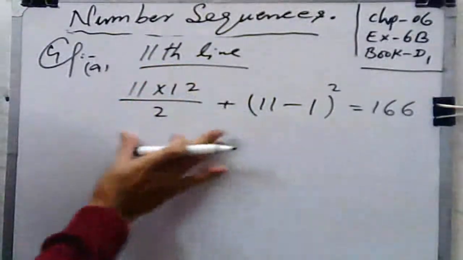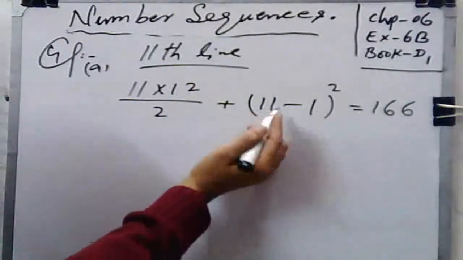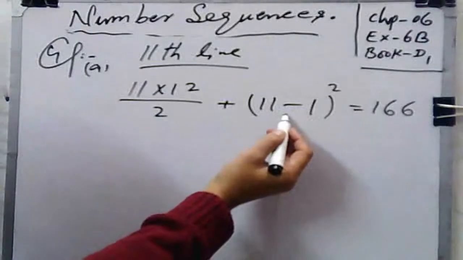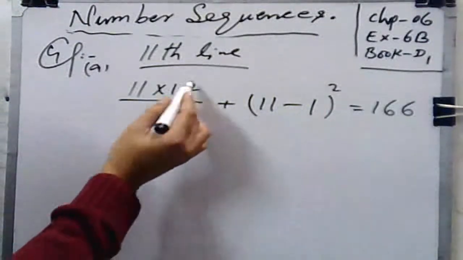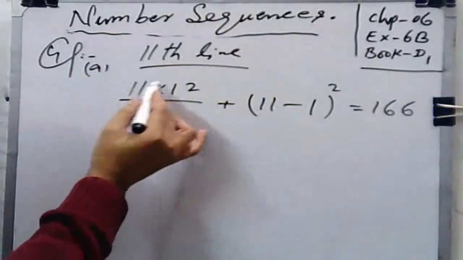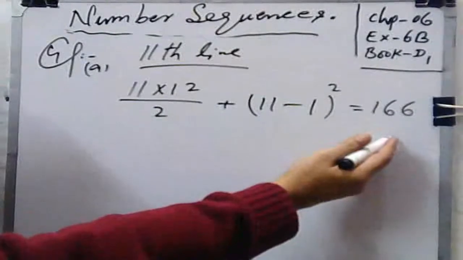So we can write it. Now the question is, how can I get 166? Because 11 minus 1 gives 10, 10 squared is 100, and after simplification, 6 twos are 12, 6 multiplied by 11 is 66, so 166. That is what you get after the simplification. That is your required result.